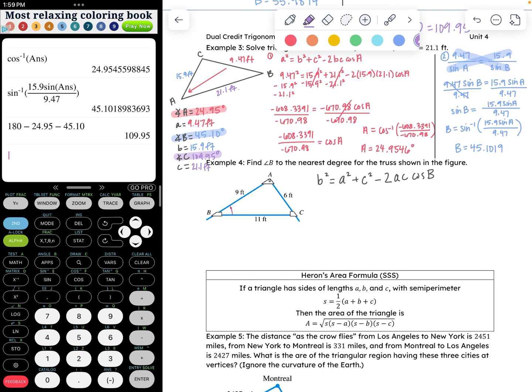So like I said, across from angle A would be side A, across from angle B would be side B, and across from angle C is side C. So let's plug it all in. I'm going to say B squared equals, well, A is 11, so 11 squared, plus B is 9, so 9 squared, minus 2 times that 11 times the 9, and then cosine of B. We got to do a little bit of work here to go backwards and find that B.